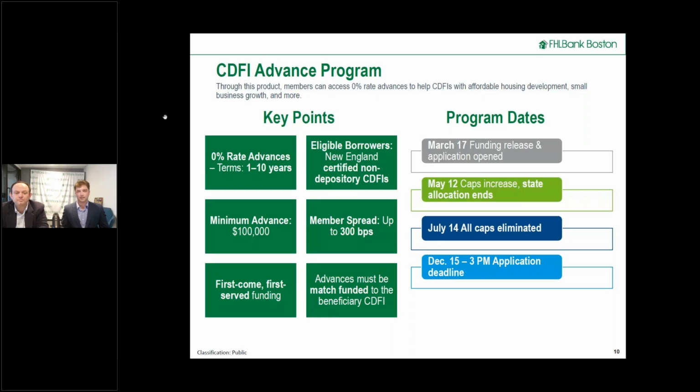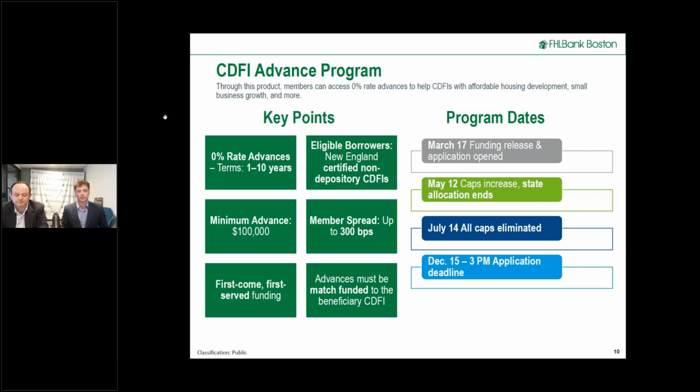And keep in mind, if you consider the dividend that we pay on activity stock, we're actually paying you to take down 0% funding. The program opened for applications and funding released on March 17th. And on May 12th, the caps increase and the state-by-state allocation ends. And then on July 4th, all the caps come off. So make sure to get in and get your application in before the December 15th deadline.